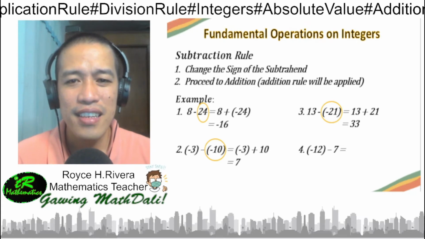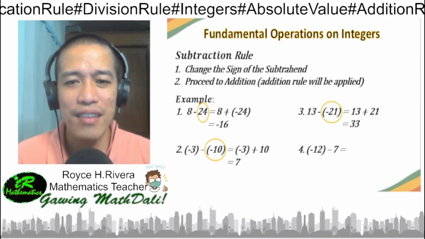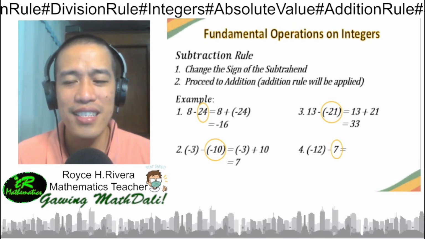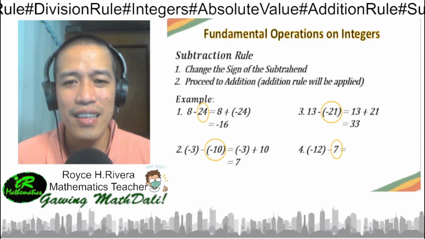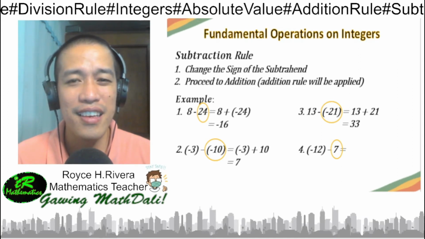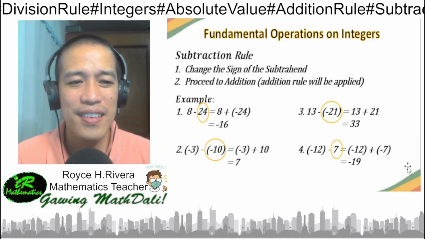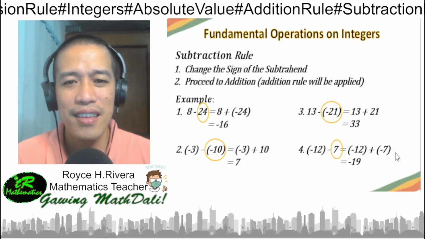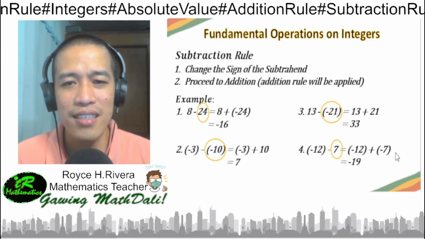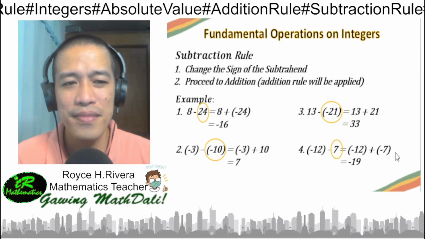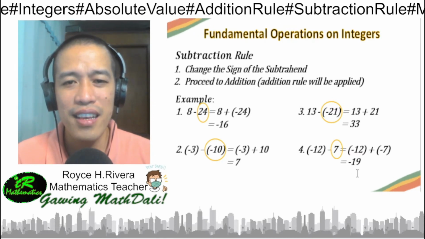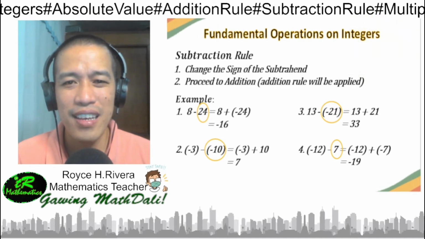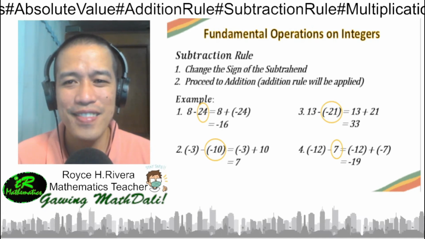Number 4, negative 12 minus 7. The subtrahend is 7. We change the sign of that integer. It will become negative 7. Then we proceed to addition. So we have negative 12 plus negative 7. Integers of like signs. If we add them up, we will have negative 19. So sana ay nasusundan. Let us proceed.